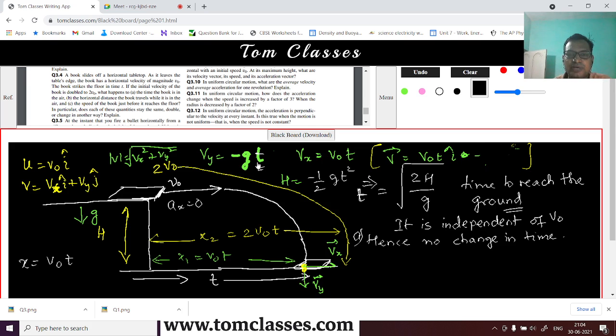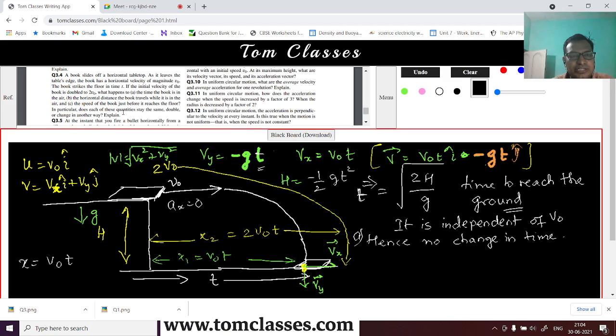Right? Because Vy is what? Vy is V naught minus Gt, right? The initial velocity along the Y direction is 0. So here it is going to be minus Gt in the J component, right? So that's what it is. Now here it is going to affect because the X component is getting affected. So the speed of the book just before it reaches the floor.